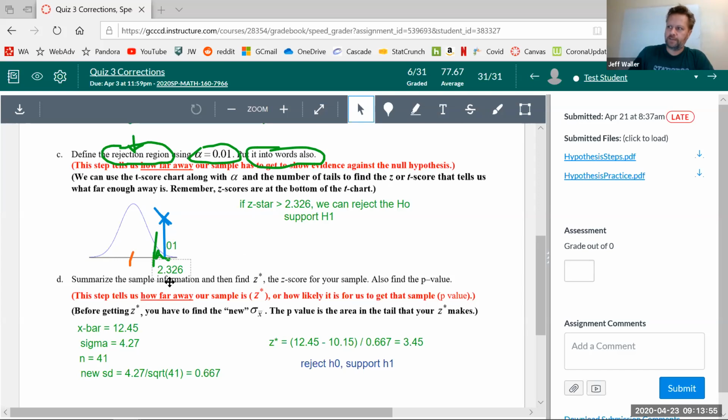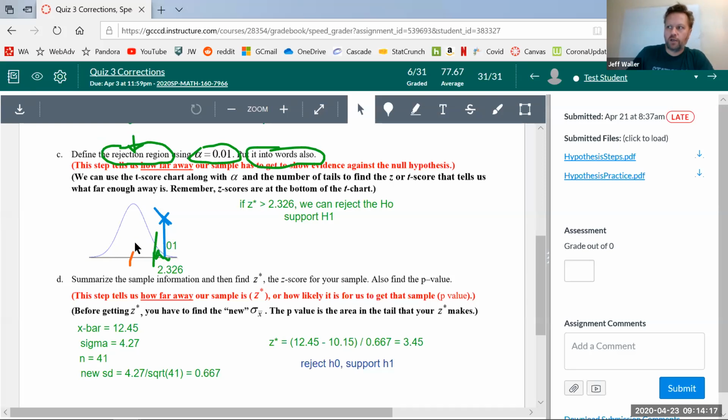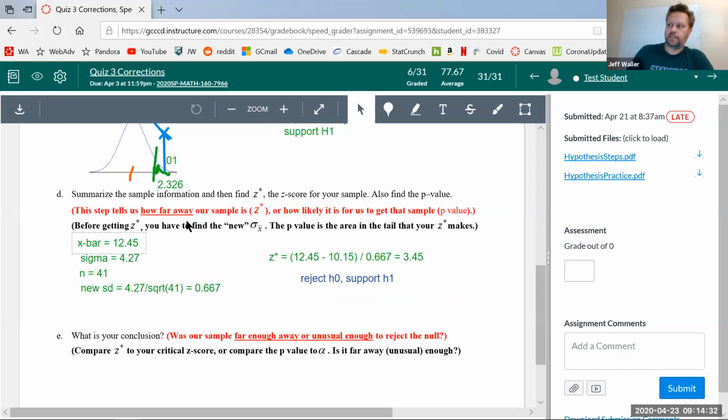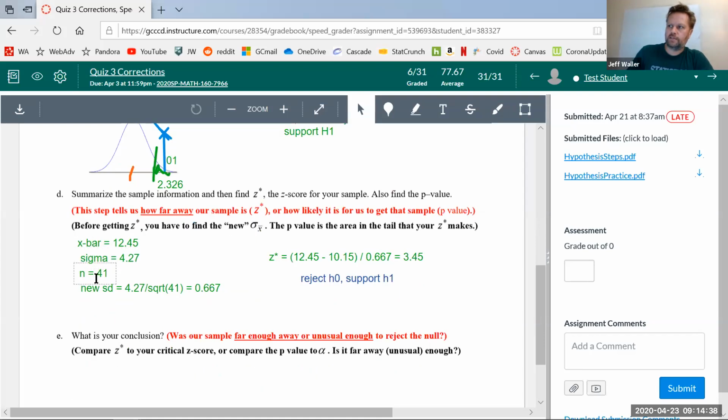So there's 2.326. That's where the evidence starts. So H0 thinks it's in here. If I get a sample that's out here, like we did, then that shows that I can reject the null. So if my Z star is greater than this, that means I'm so far away from what the null thought the mean was, that it must not be that. It must actually be bigger. So what we did, we did part D. We actually calculated the Z-score. Right? There's my, I just summarized everything I knew.